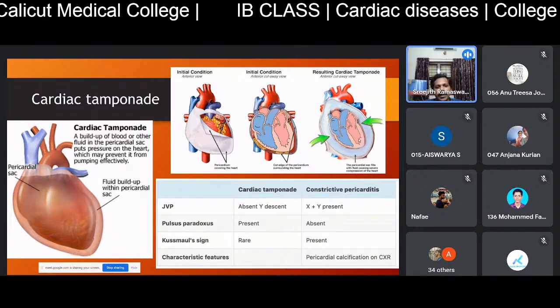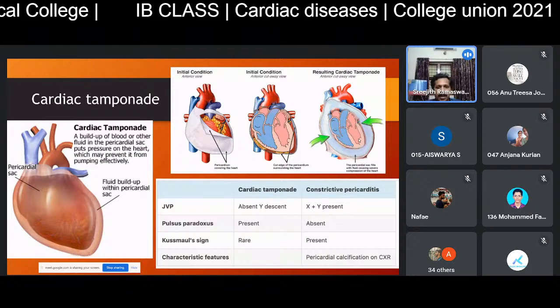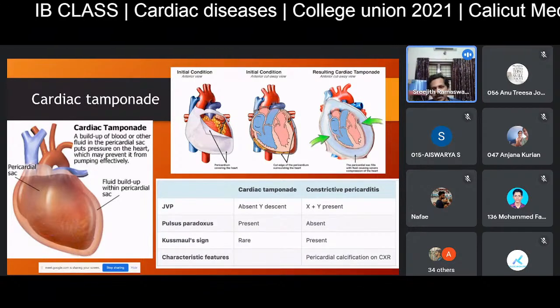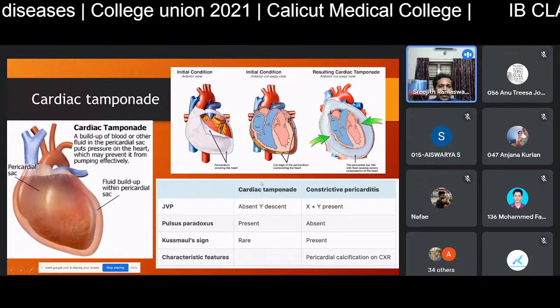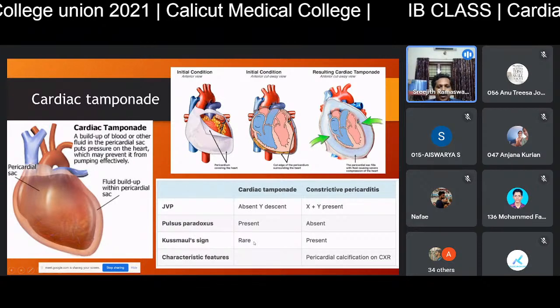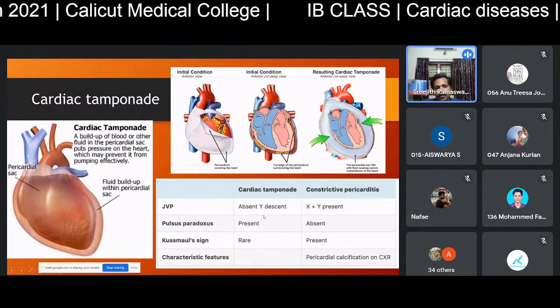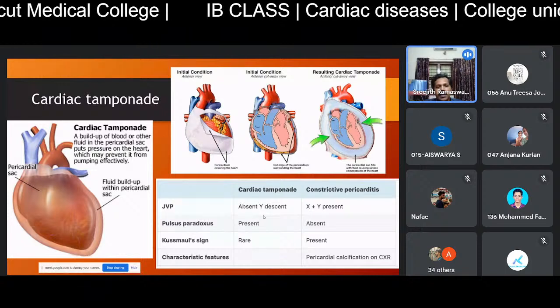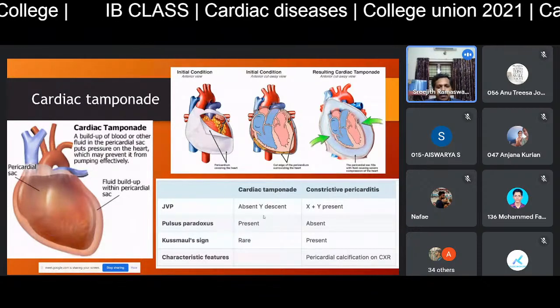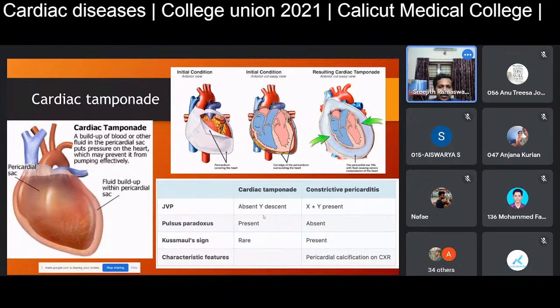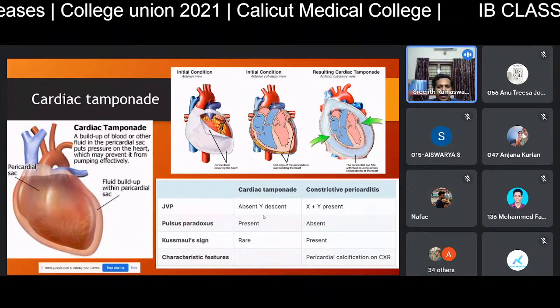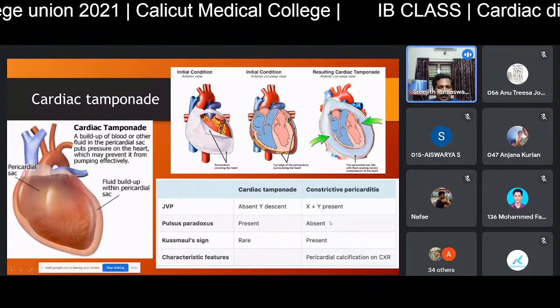Many times you will get confused regarding the findings, whether it's cardiac tamponade or constrictive pericarditis. So you have to remember that cardiac tamponade has a classical finding called pulsus paradoxus. You might remember what pulsus paradoxus is. In deep inspiration, the systolic BP falls by more than 10 millimeters of mercury and the pulse may be absent. This is characteristically present in cardiac tamponade, while it is absent in constrictive pericarditis.